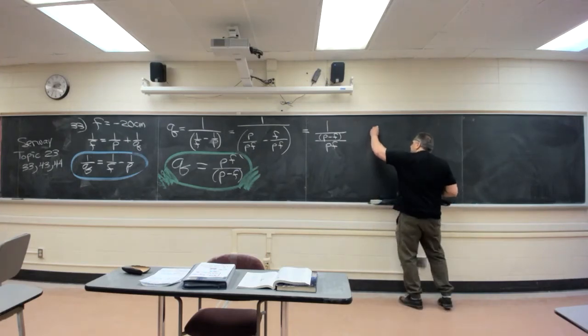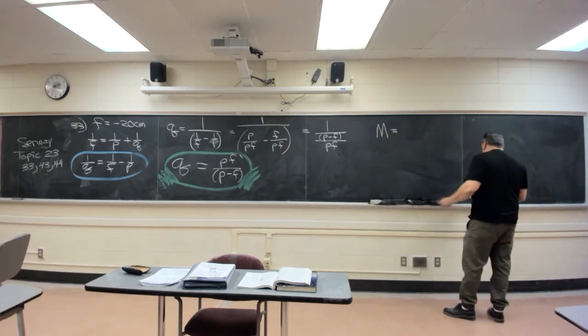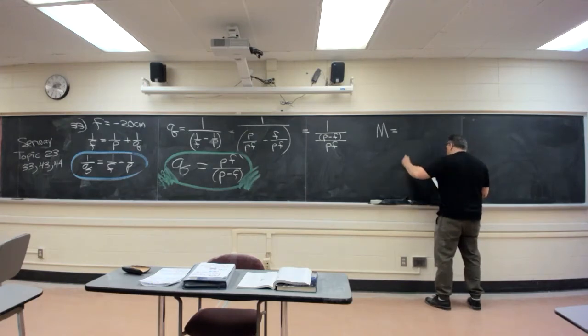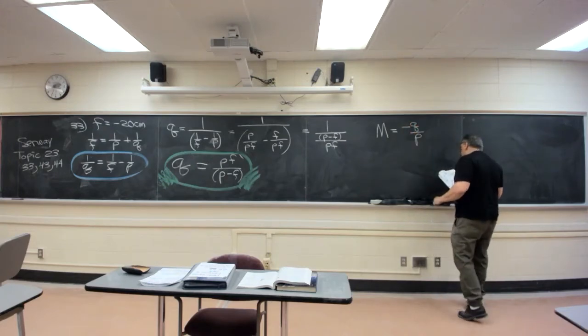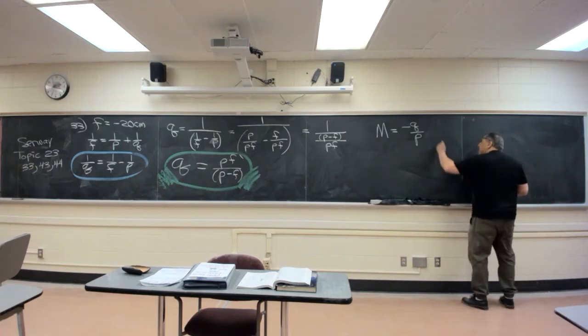Magnification is a number of things. I mean, it's image height over actual height, and we know that's equal to this based on derivations that they've given us in the book. So we know this could be the case. If that's the case, you've got to put a negative in front of Q.